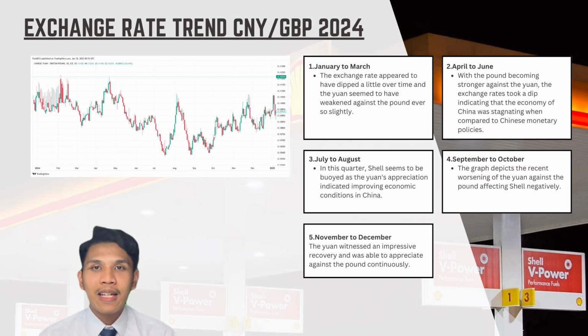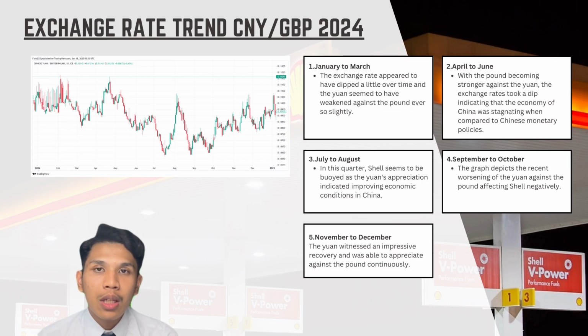Lastly, the exchange rate CNY-GBP 2024. In January to March, the exchange rate appeared to have dipped a little over time, and the yuan seemed to have weakened against the pound ever so slightly. For Shell, the implication of this will be a reduced cost for imports priced in yuan. However, it will mean reduced demand from the Chinese market, impacting revenue.